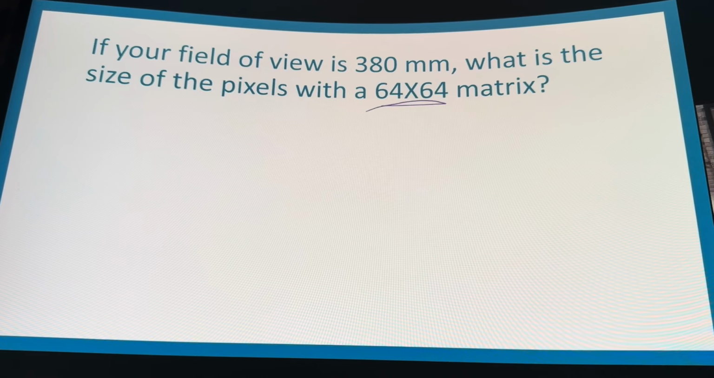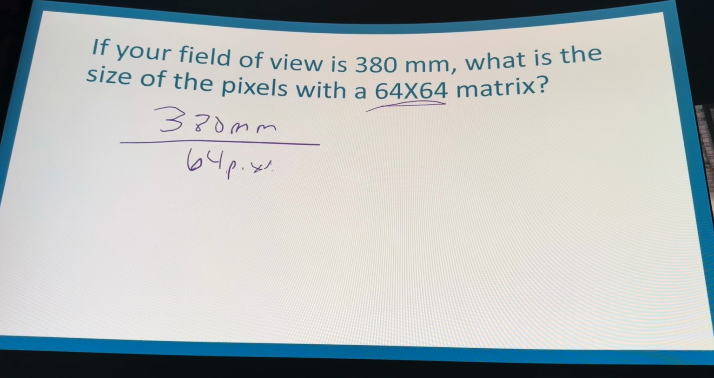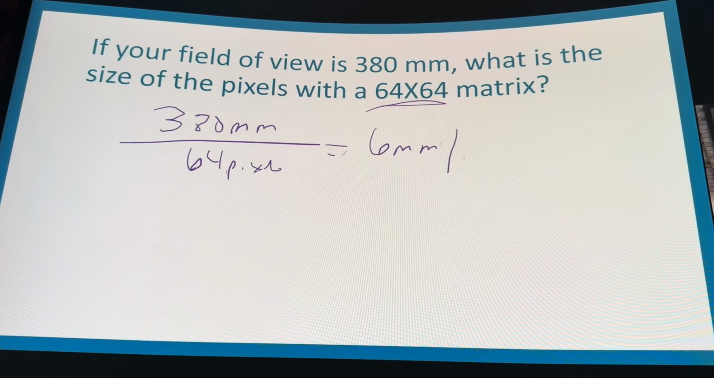If I change my matrix to 64 by 64, again, 380 millimeters over 64 pixels. When I change my matrix size so I have fewer pixels, it makes my pixels bigger. So now I have 6 millimeters per pixel.